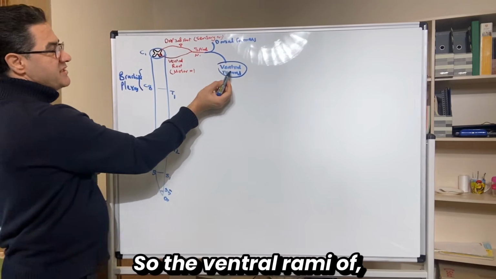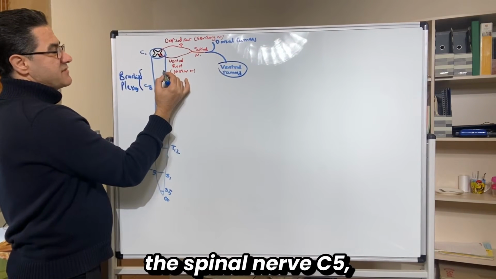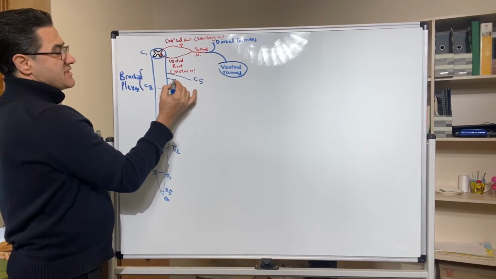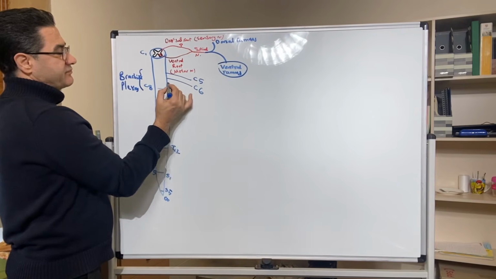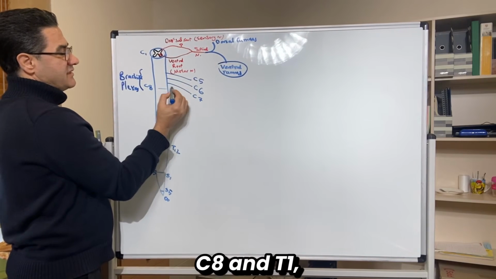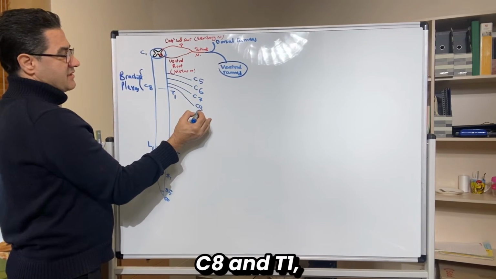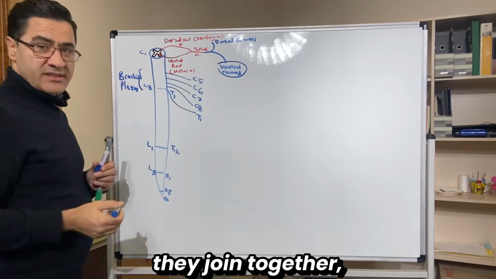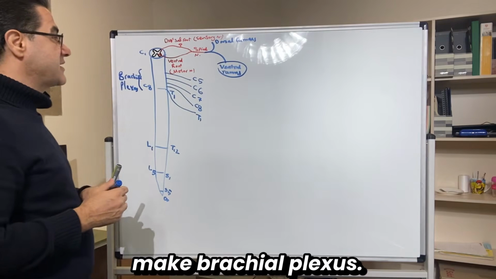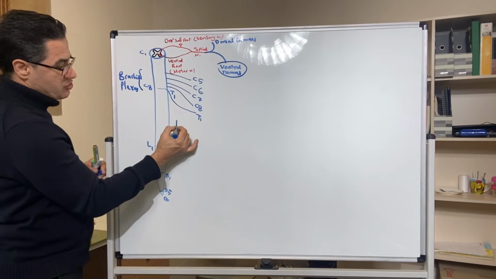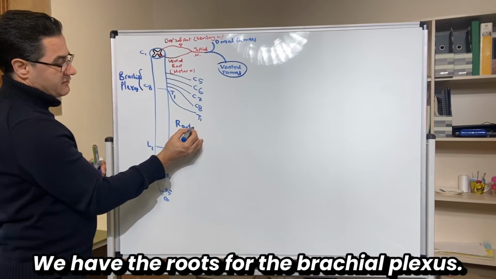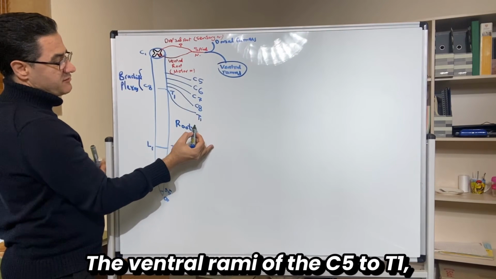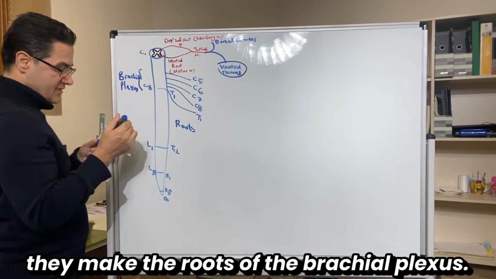So the ventral rami of the spinal nerve C5, C6, C7, C8, and T1, they join together, make brachial plexus. So here we have the roots. We have the roots for the brachial plexus. The ventral rami of the C5 to T1, they make the roots of the brachial plexus.